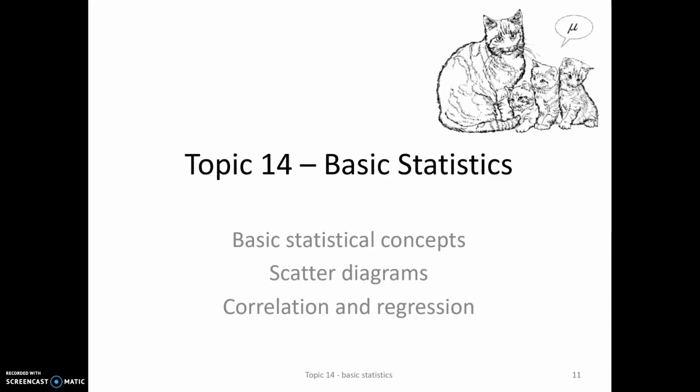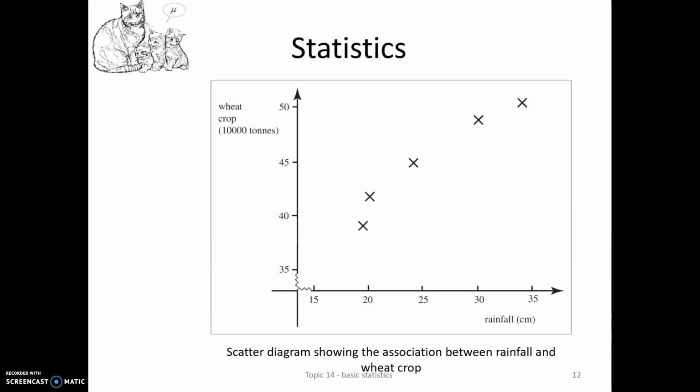Hi there, this is Penelope and this is topic 14, class 2, where we're looking at scatter diagrams and correlation and regression. Now very often we're interested in exploring the relationships that may exist between two variables, and the first thing to do is to have a look at what they look like on some form of graph. For example, here we've got what we call a scatter diagram, showing the association between rainfall on the horizontal and wheat crop on the vertical.